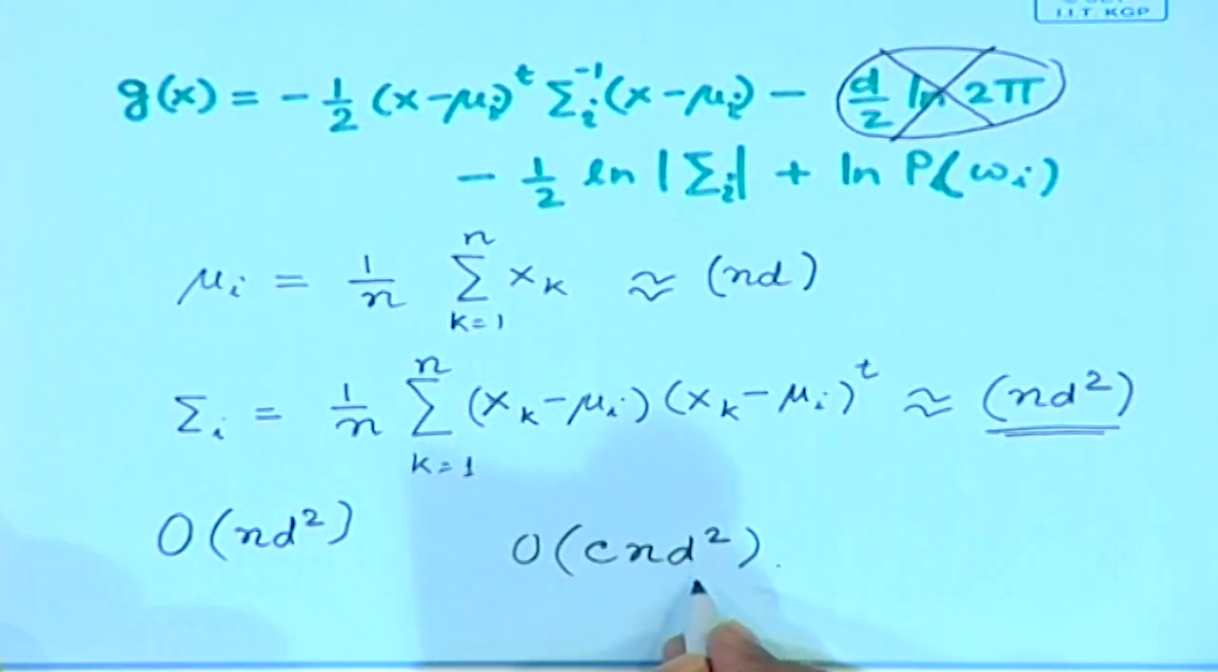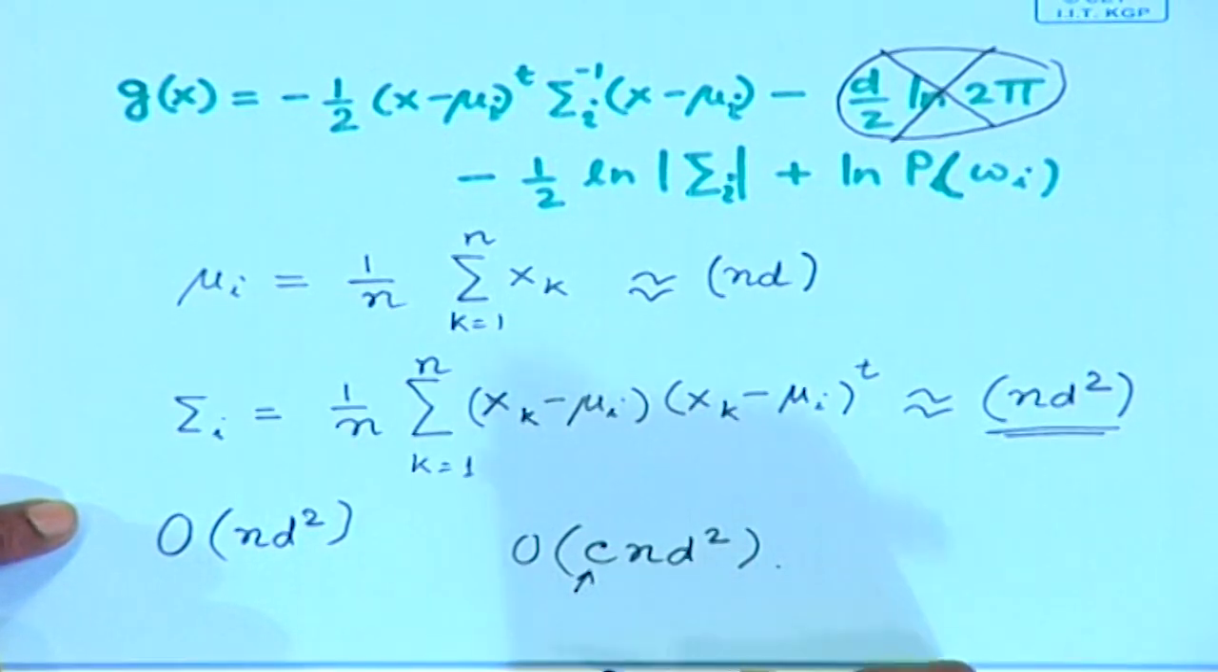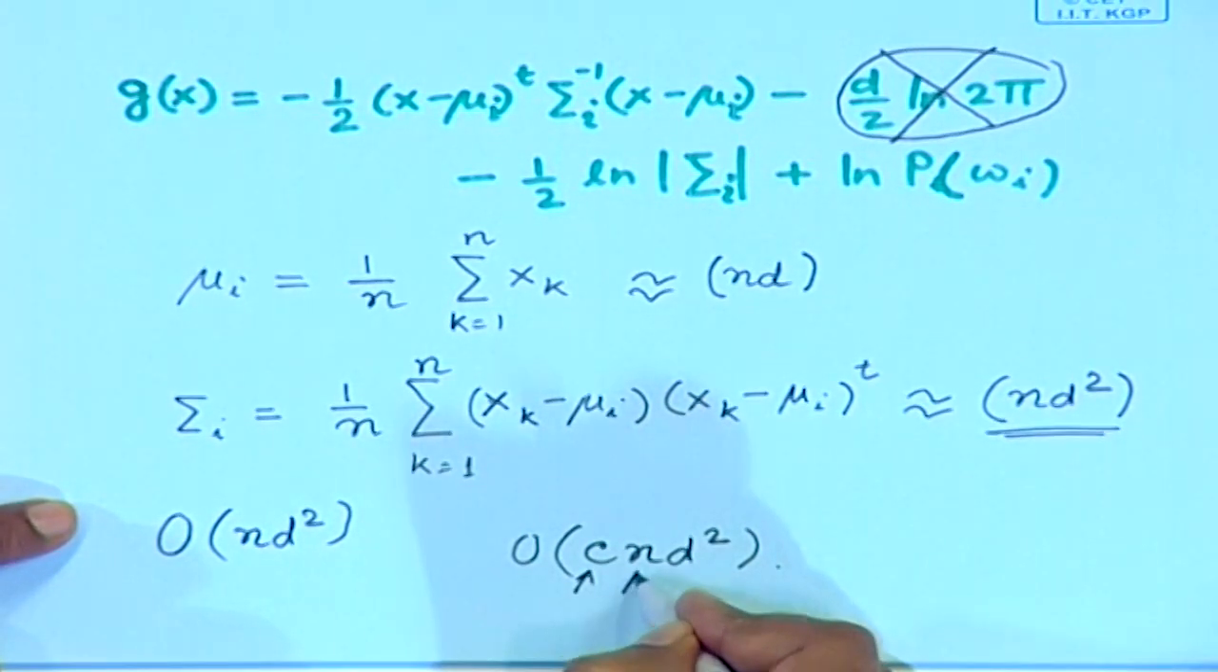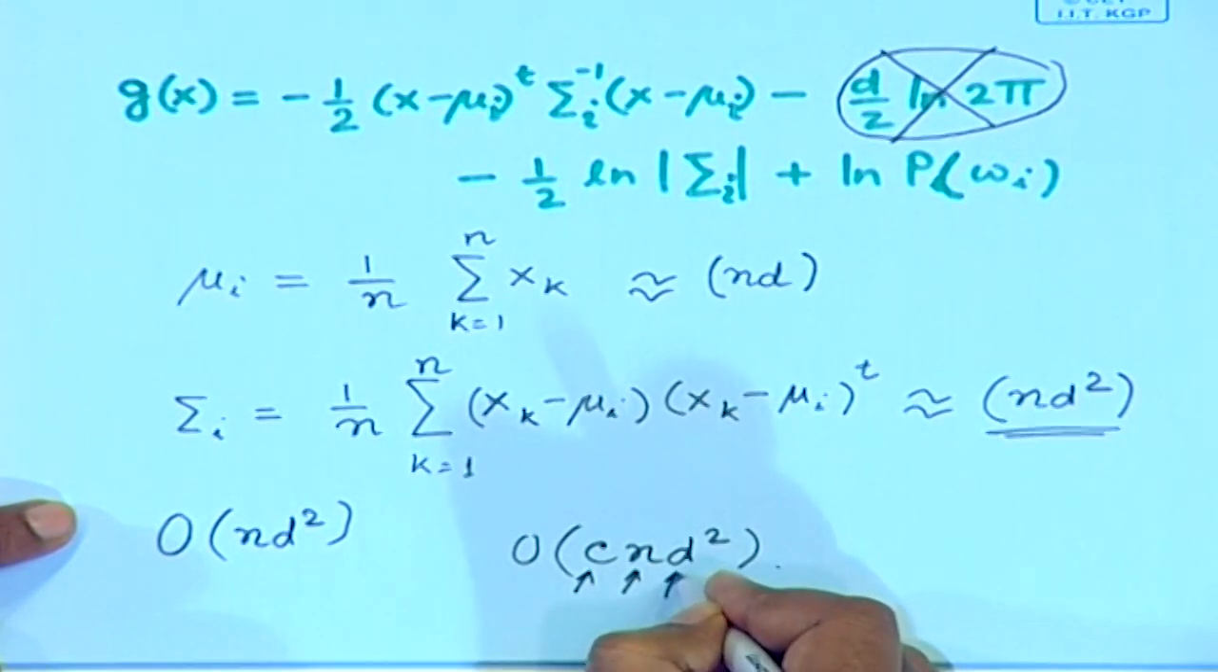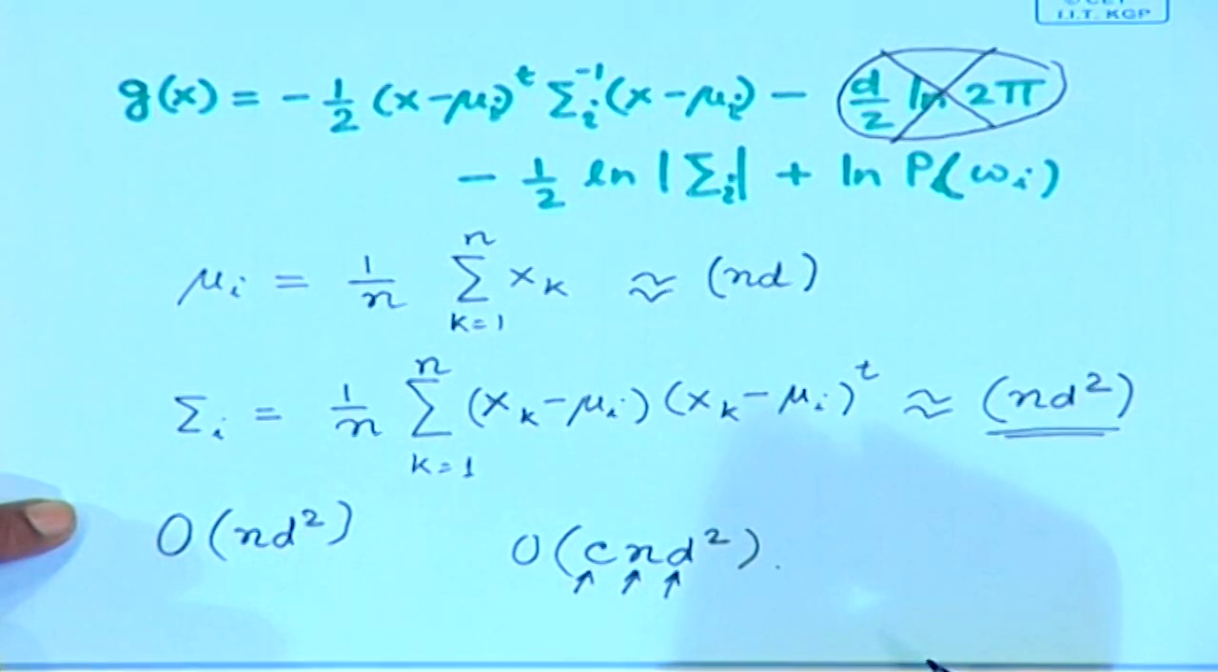Okay. So, here you find that the computational complexity is linear in terms of C, that is the number of classes, linear in terms of n, that is the number of samples in the class, but it is quadratic or square in terms of the dimensionality, right. So, if the dimensionality is increased by a factor of 2, the computational complexity is increased by a factor of 4. If it is increased by a factor of 3, computational complexity becomes 9 times, right.